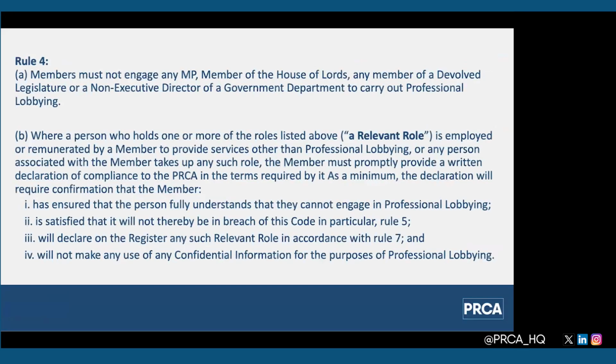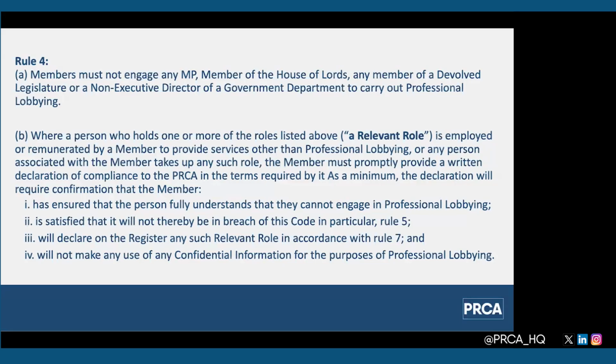So, rule 4. Now, I think if there are certain bits of these new rules that are particularly important, rule 4 is at the heart of it, and I won't read through all of this, but it does talk about members. I'll pick on 4A. Members must not engage any MP, member of the House of Lords, or any member of a devolved legislature to carry out professional lobbying, and the non-exec director bit. So that is here under clause 4.